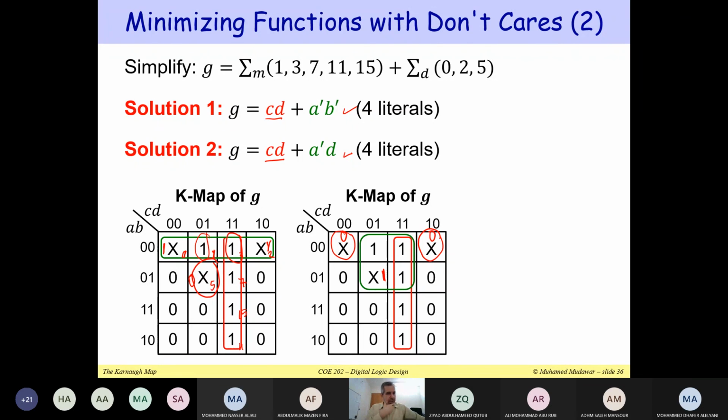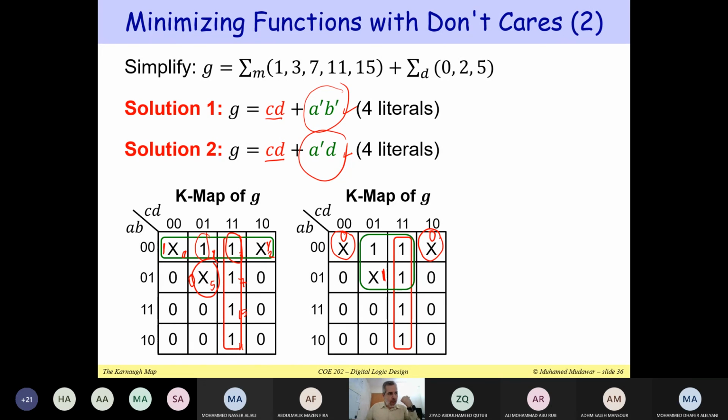So these are not equivalent expressions. So basically, you can actually prove that these are not the same, because the choice of the don't cares is different. We change the choice of the don't cares. So even though they are acceptable for the function g, these are not really identical expressions. Using the properties of Boolean algebra, you can prove that they are not equivalent, because A prime B prime is not the same as A prime D. CD is the same, but A prime B prime and A prime D are two different terms. So one is not equivalent to the other.